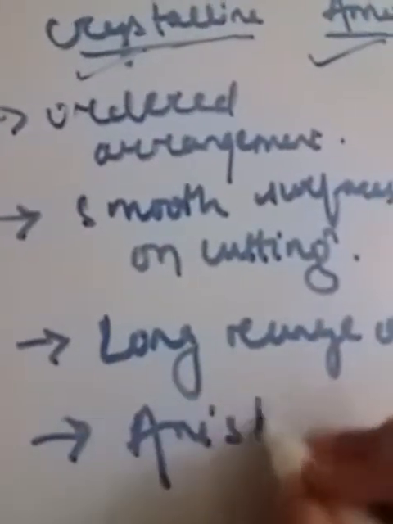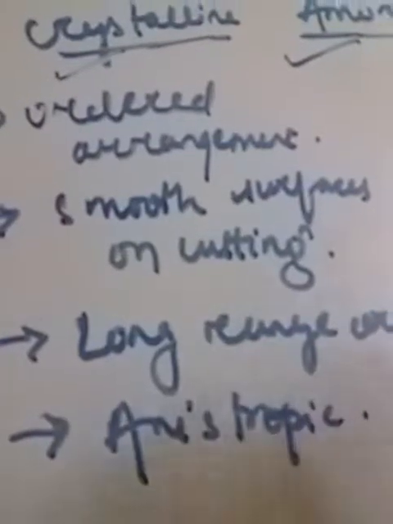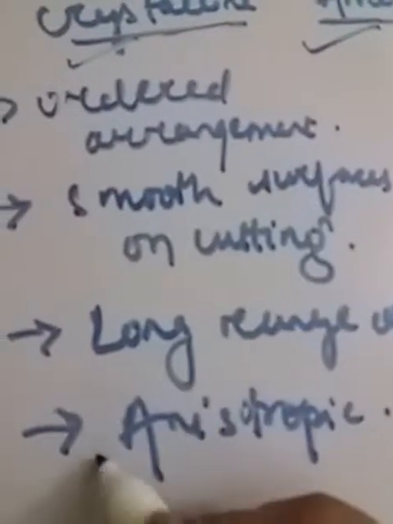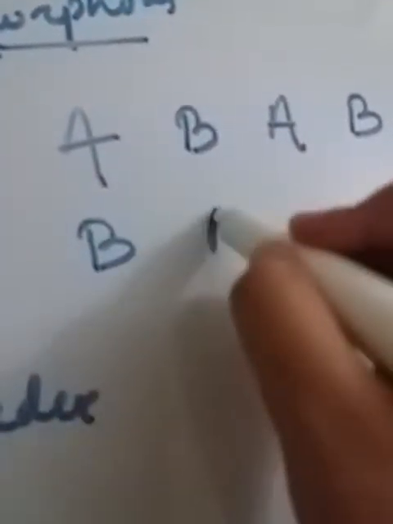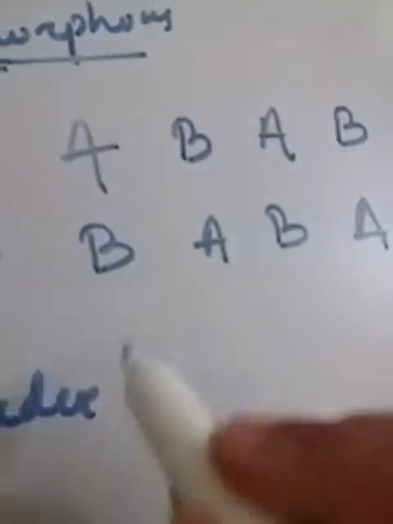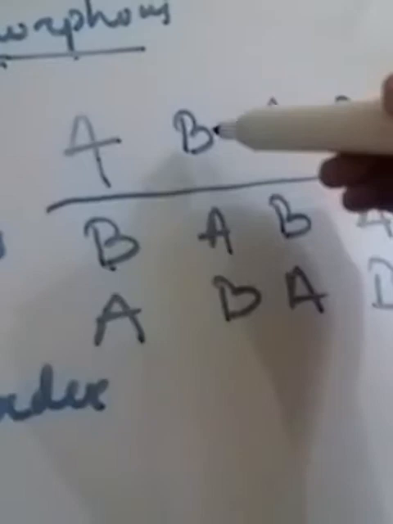Then anisotropic. Do you know what this factor anisotropic means? Suppose when you cut the structure like this, do you get the same thing? Here is A, but here you find B. Here is B, here you find A. Here is A, here you find B. The opposites you find, right?